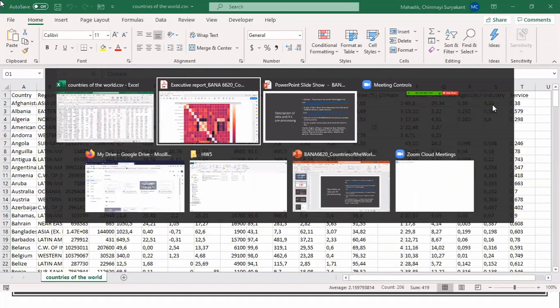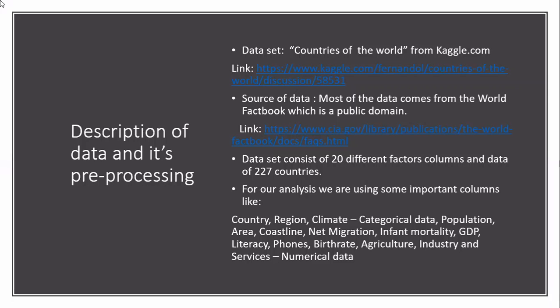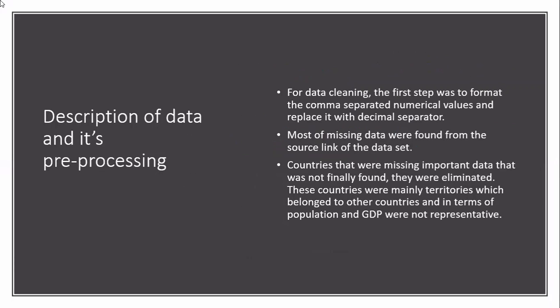The next step was to clean the data. The first thing we did was we saw that the numerical data were comma separated. We converted this comma separated data into decimal separated data. We fixed this Excel sheet before importing it in Python for our analysis.